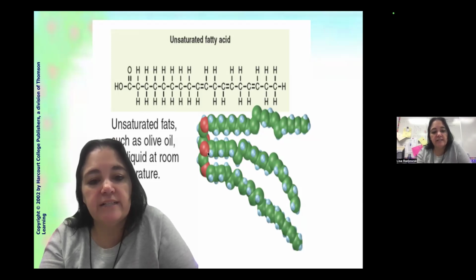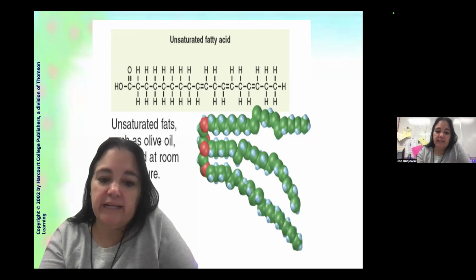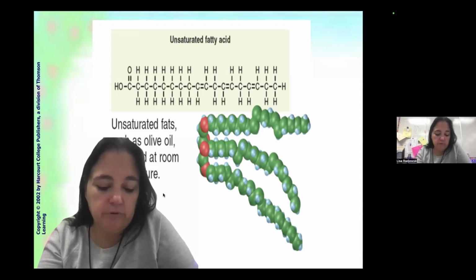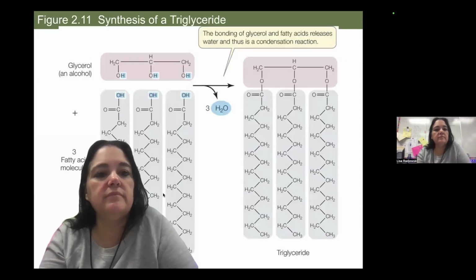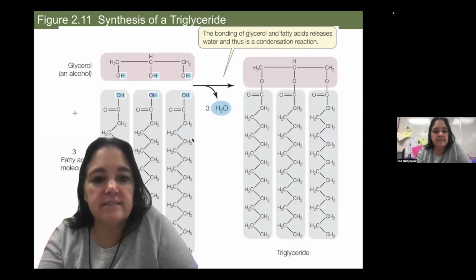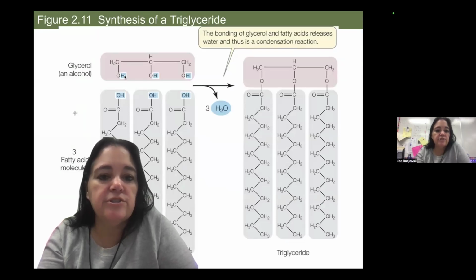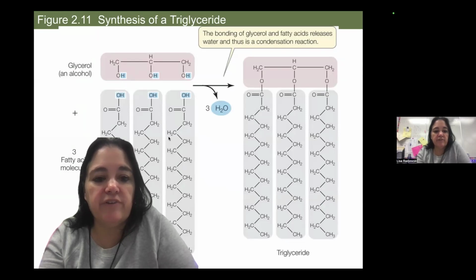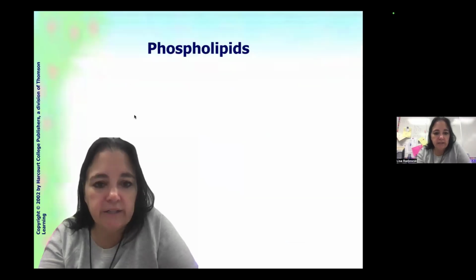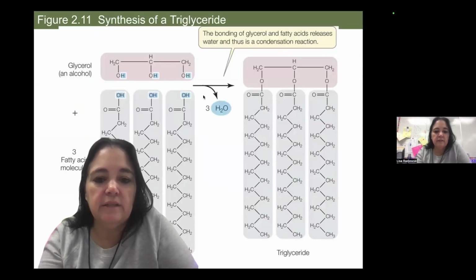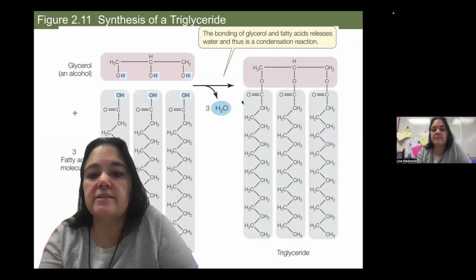And so when you have a triglyceride like that, this is liquid at room temperature, like olive oil, vegetable oil, canola oil. All right. So this is kind of like the carbohydrates we did. To bond the glycerol to these three fatty acids, you have to remove a water each time. So you're removing 3 waters to get that bond. That is called the ester bond.